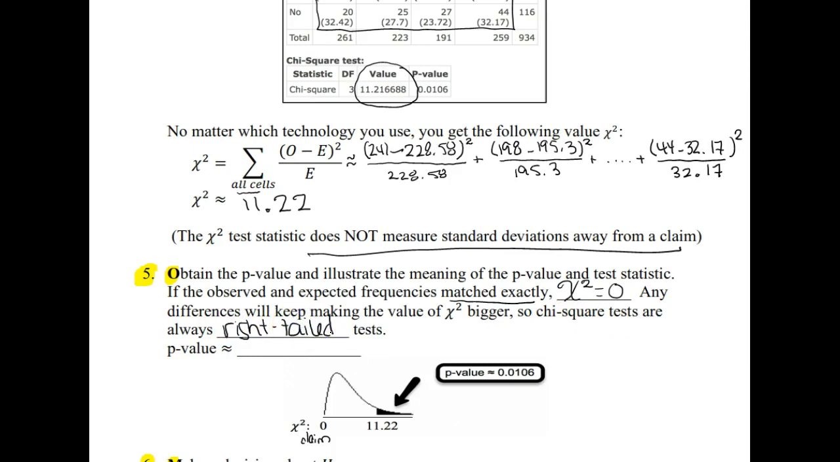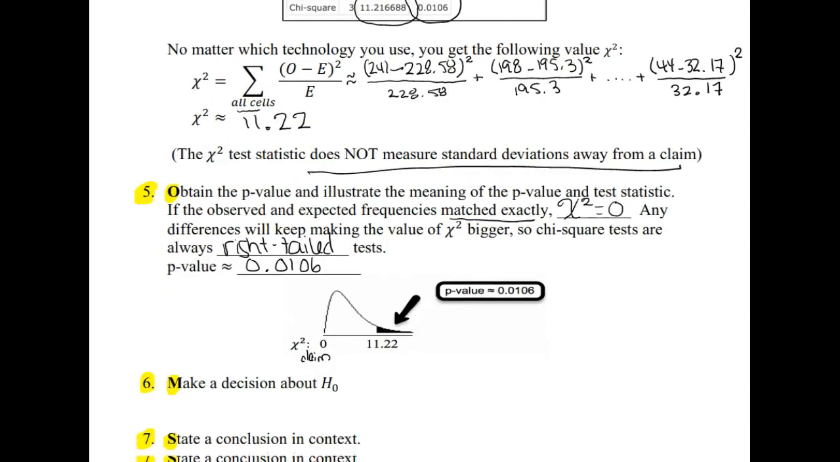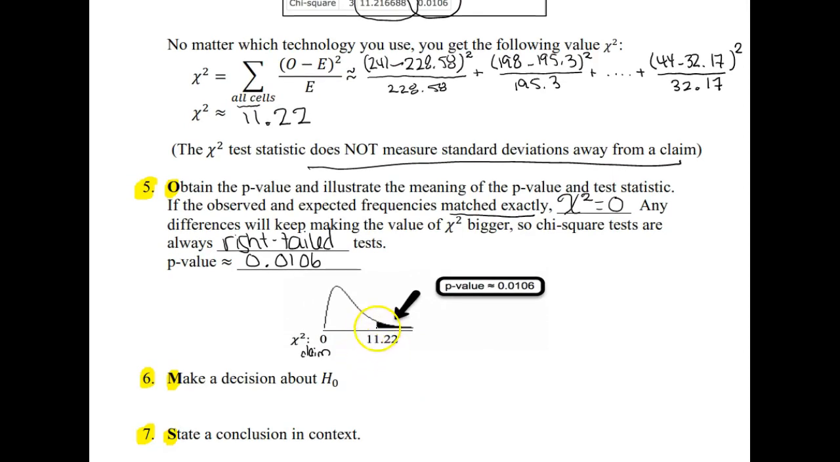And so in this case, the p-value, and again, it doesn't matter if we look at StatCrunch or if we go back up and look at it from the calculator, it is about 0.0106. So that p-value is going to be the area in that right tail. Okay. And that 11.22, we write on here right at the cut score, between the unshaded region and the shaded region. So that shaded region starts at a chi-square value of 11.22.